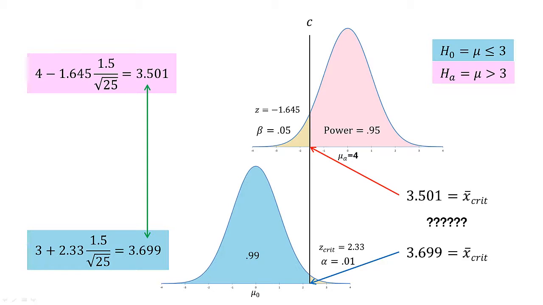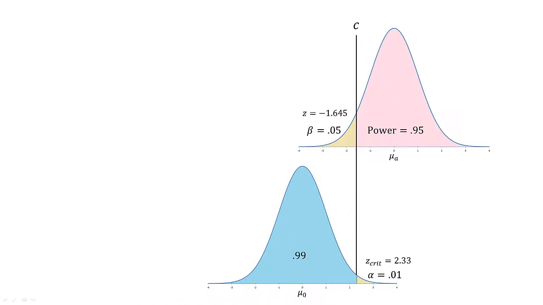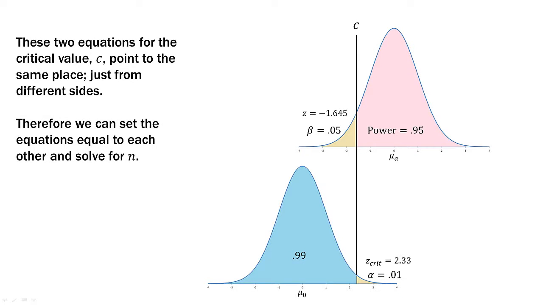Now remember, to get these to the same thing, what we want to find is a sample size n that will make this C value equal. So again, we've aligned these on this C axis, the C value. We want to find the right sample mean that will make these equal. So how are we going to do that? Now these two equations with the critical value C point to the same place, again, just from different sides. Therefore, we can set the equations equal to each other and then solve for n.